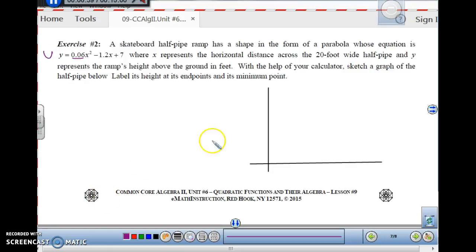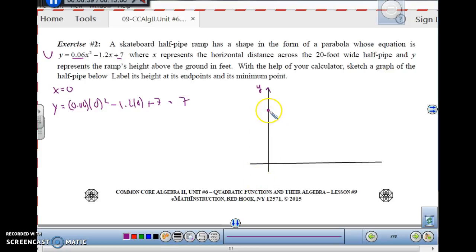All right, now, we want to start out on our half-pipe on the y-axis somewhere. So that's going to be the y-intercept. Now, what part of the equation is the y-intercept? Well, it should be the 7, because if x is equal to 0, when I plug this in, 0.06 times 0 squared minus 1.2 times 0 plus 7, this is going to cancel out to be 0, and this is going to equal 7. So (0, 7) is going to be our starting point.